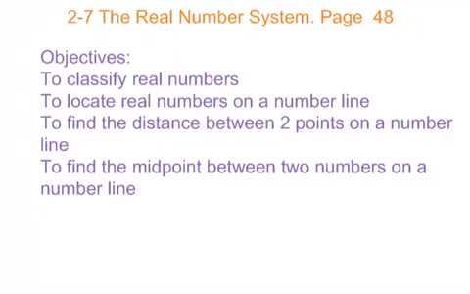Hello everybody, welcome to 2-7, the real number system on page 48 in your purple textbook. Our objectives here are to classify real numbers, to locate real numbers on a number line, to find the distance between 2 points on a number line, and then to find the midpoint between two numbers on a number line.